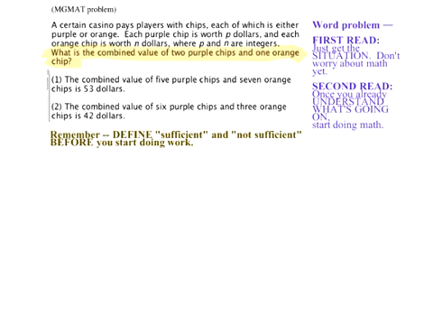Sufficient means you can get one single value of... someone gave me, Janie, that's what not sufficient means, actually. Sufficient means you can get one definite answer for the quantity 2p plus n. So sufficient means that you can get one value for 2p plus n. And what does this not mean that you are looking for? You are not looking for p and n.